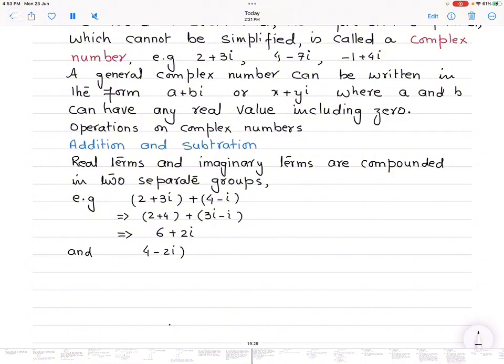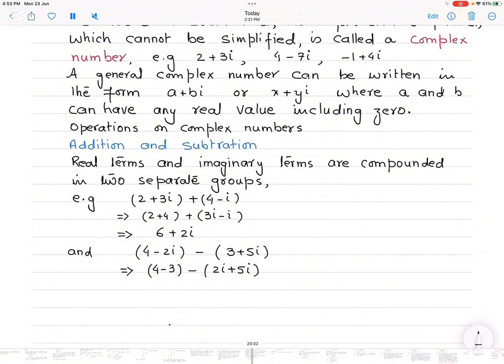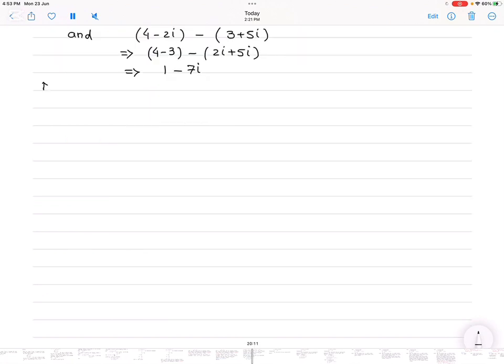Another example is 4 minus 2i minus 3 plus 5i. So subtract 3 from 4, and 2i and 5i will be subtracted by writing minus 2i minus 5i. So 4 minus 3 is 1 and minus 2i minus 5i is minus 7i.